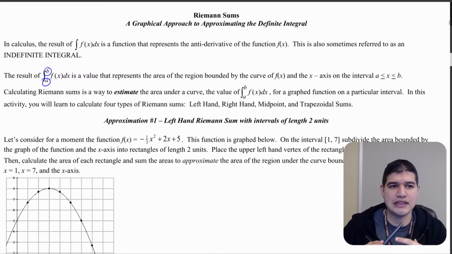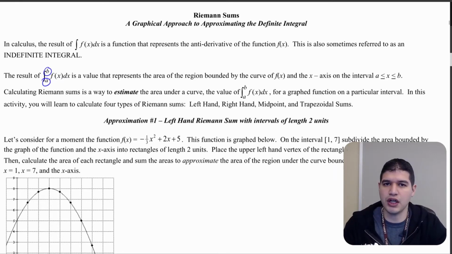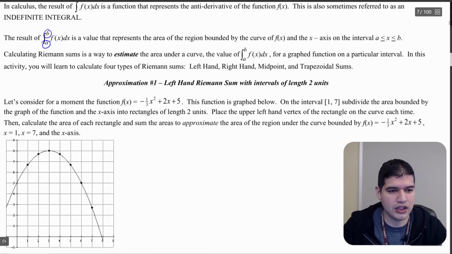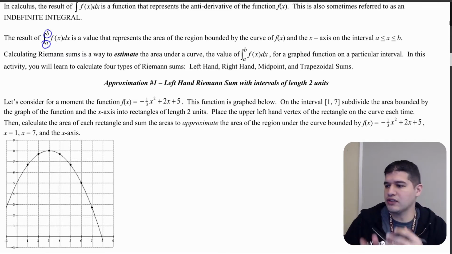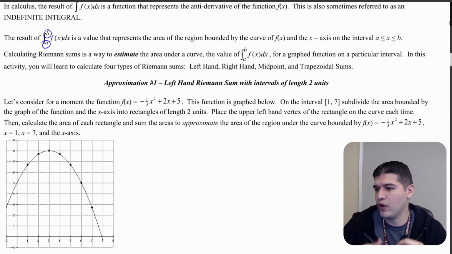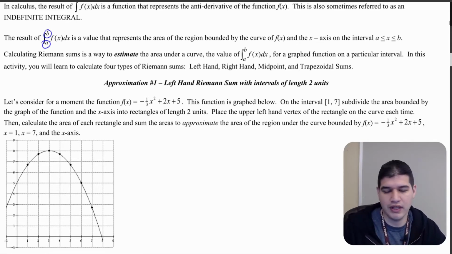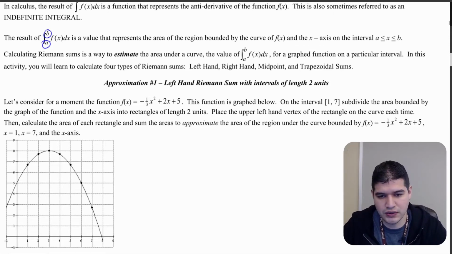In fact, they're used to deepen your concept of finding area between two curves, area and volume, things like that. So Riemann sums is going to be your first step, and they're used to estimate area between a curve and the x-axis. So let's look at this function over here on the left. We have negative 1/3 x squared plus 2x plus 5. We see that it is graphed from 1 to 7. So we want to cut this off from 1 to 7 right there.